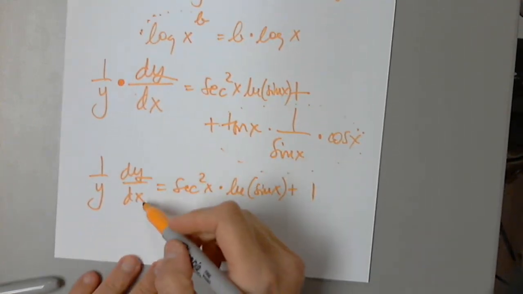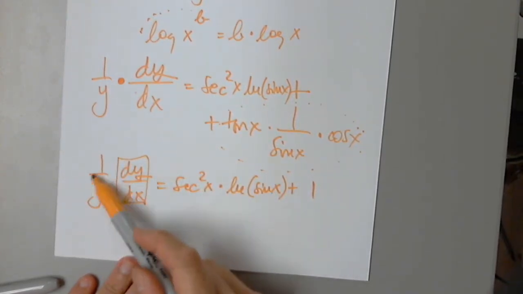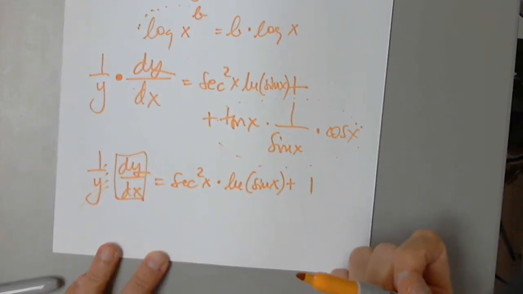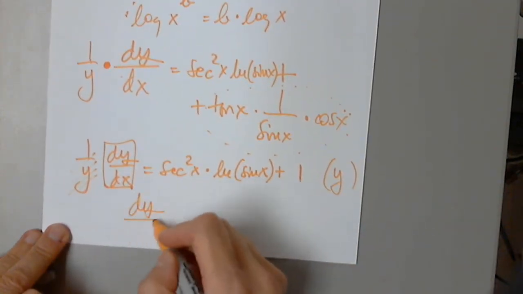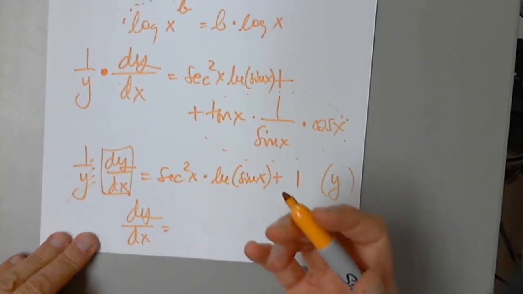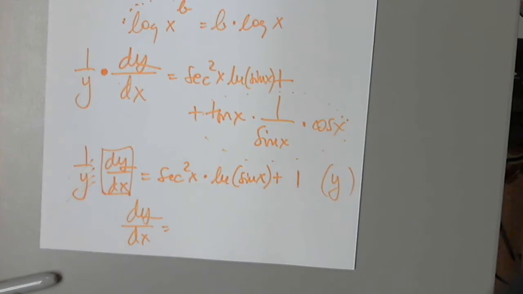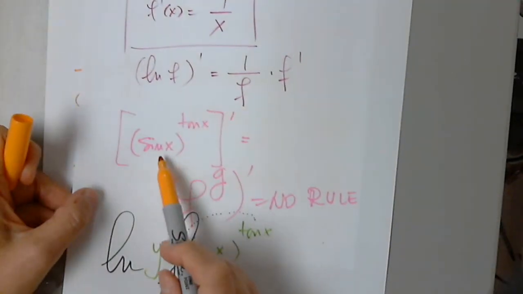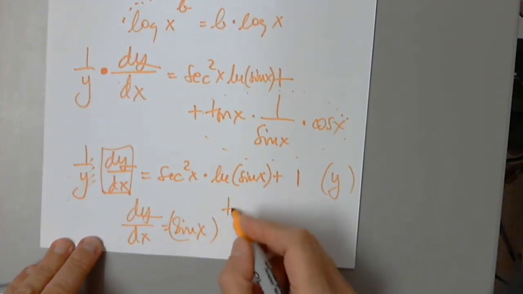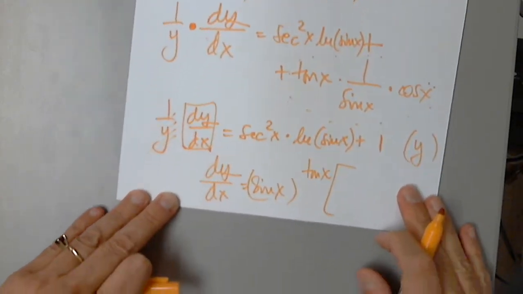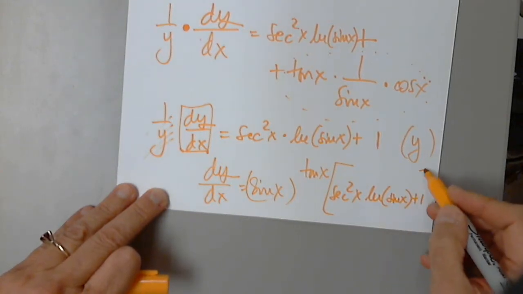Okay, so I'm after this, but I have this in front. What should I do to both sides to eliminate this? Multiply both sides by y. That's it. So then dy over dx equals y, but I don't want to write y. I want to write the function itself. Y was the name we gave it. So the name: sine x raised to tangent x, and now brackets, secant squared x, natural log of sine x, plus 1.